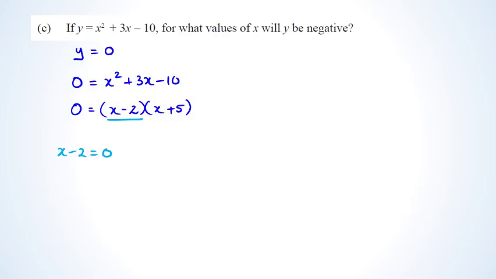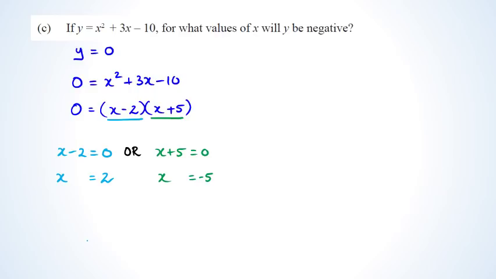So x minus 2 equals 0, or we've got x plus 5 equals 0. All right, so we've got two things that equal 0. In our first situation, x is equal to 2. And in the second equation, x is equal to minus 5. So at these 2 points, this graph cuts the x-axis.